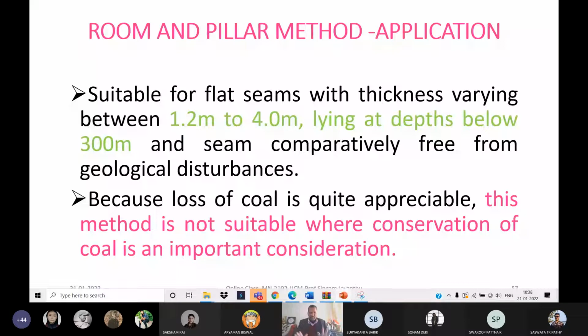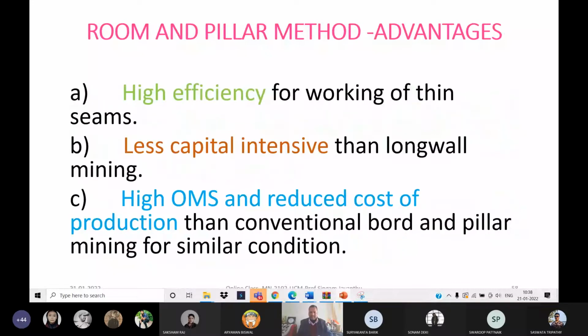Since we are not following room and pillar, you need not worry much about it, but you should know it as a method. Loss of coal is quite appreciable in this method, so it is not suitable where conservation of coal is important. That is one of these. Other advantages and disadvantages we will discuss later.